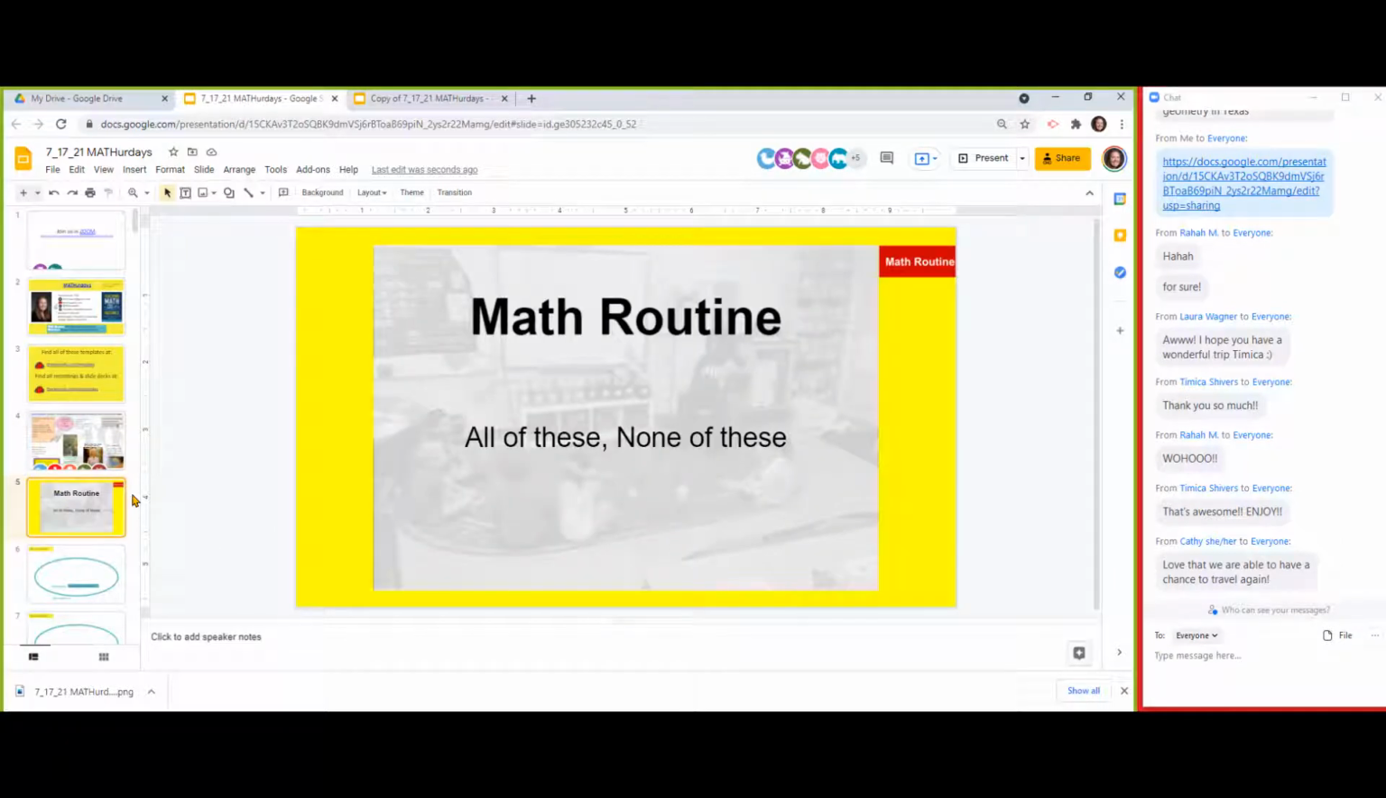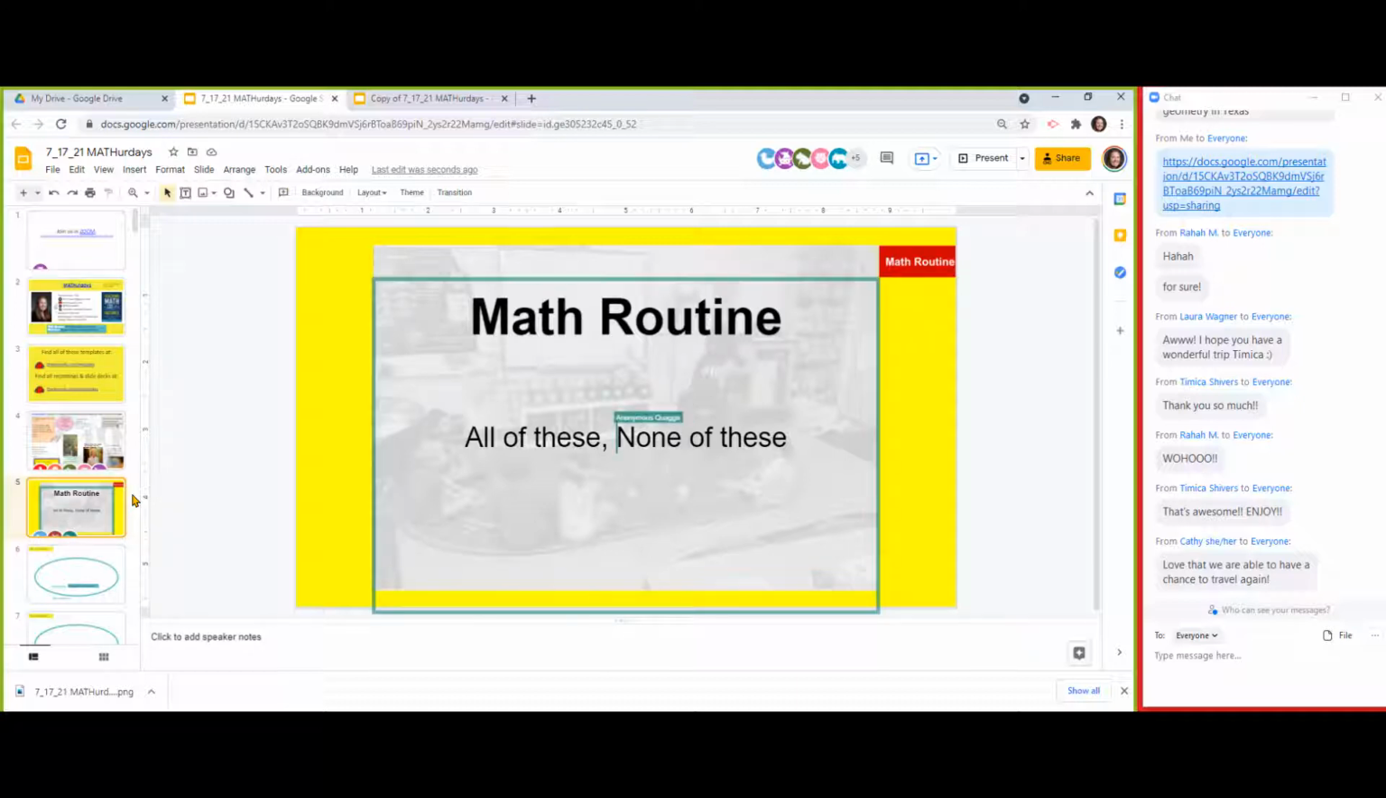I'm going to start off on slide 5. This is a routine that I've kind of just been doing over the years a lot in virtual instruction. I call it all of these, none of these. But if you have heard this from a different name or a different resource, this is interactive. Go ahead and put your resources here. But I'll kind of show you the structure of this routine.